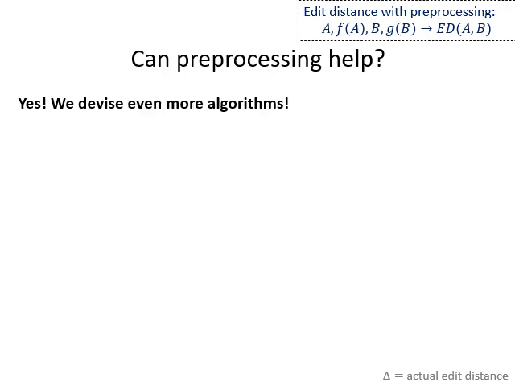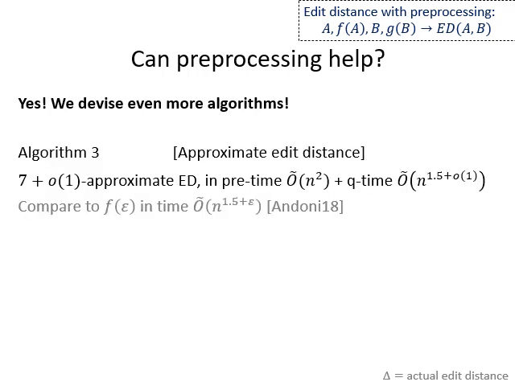We also have new approximation algorithms. For example, we can pre-process the two strings in roughly quadratic time, and then compute a 7 plus log of 1 approximation in roughly n to the 1.5 time. For comparison, without pre-processing, the state of the art in this n to the 1.5 time is some very large constant.